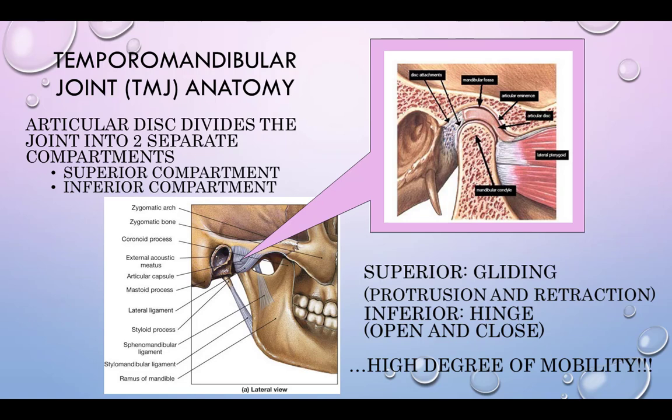An articular disc divides the temporomandibular joint into two separate compartments, the superior compartment and the inferior compartment. The superior compartment is responsible for gliding of the joint and creating the movements of protrusion and retraction. The inferior compartment is responsible for hinging the joint or creating the movements of opening and closing. The temporomandibular joint has a high degree of mobility.